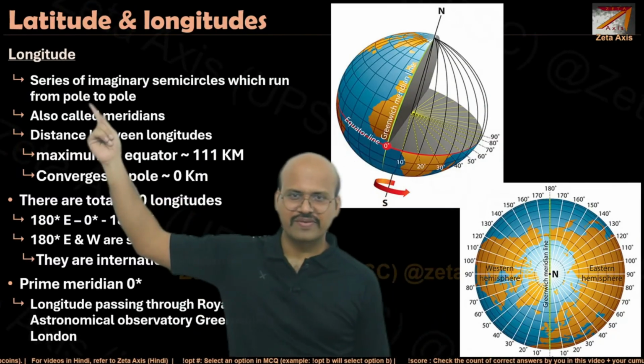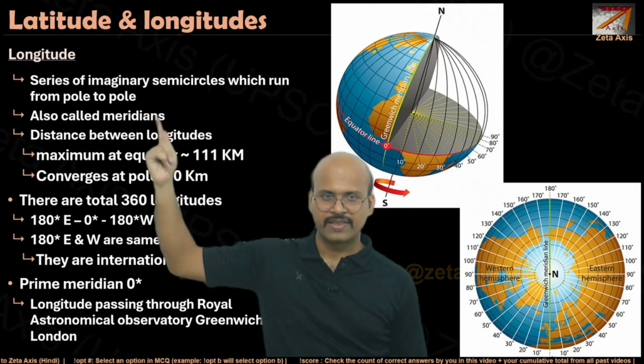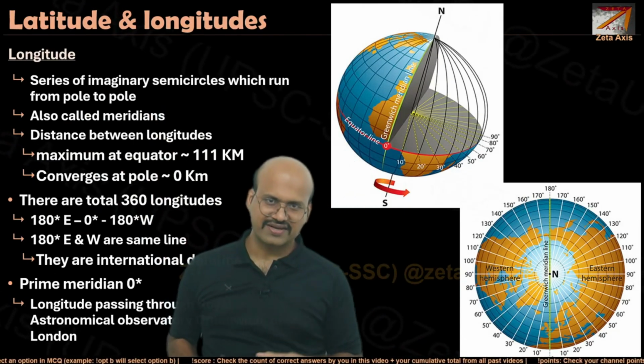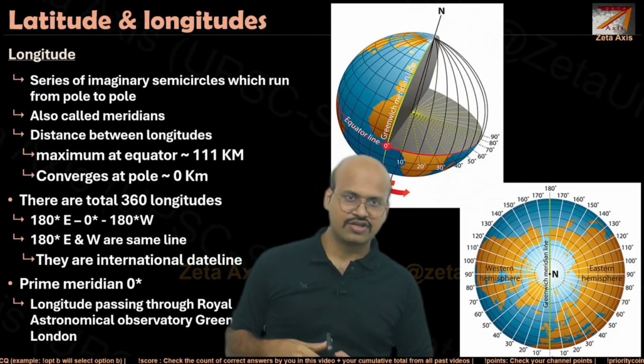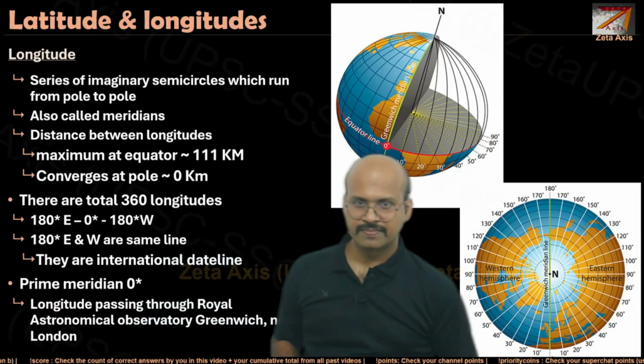Longitudes are a series of imaginary semicircles which run from pole to pole. So these are imaginary semicircles. Remember, these are not complete circles, these are semicircles. And they run from one pole towards another pole.